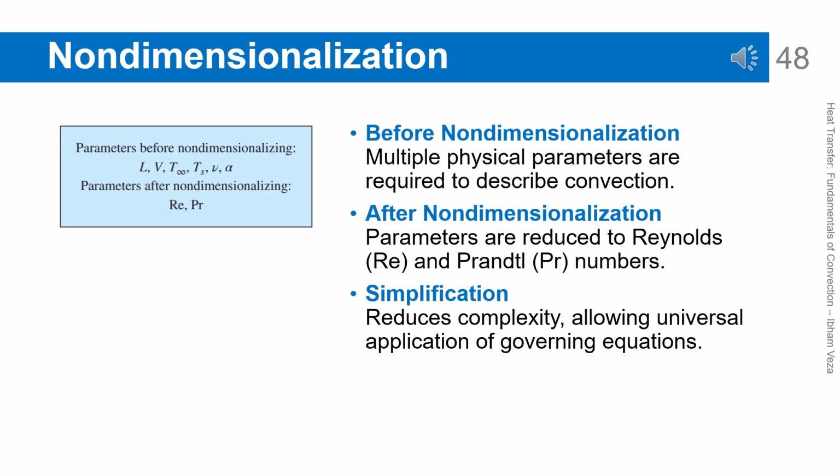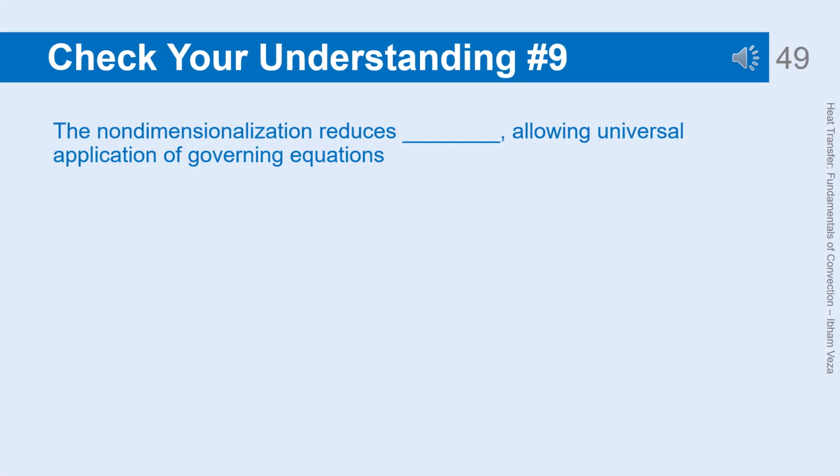This simplification allows the results to be generally applicable to many systems. This is why convection correlations are usually expressed in terms of dimensionless numbers. The non-dimensionalization reduces complexity, allowing universal application of governing equations.